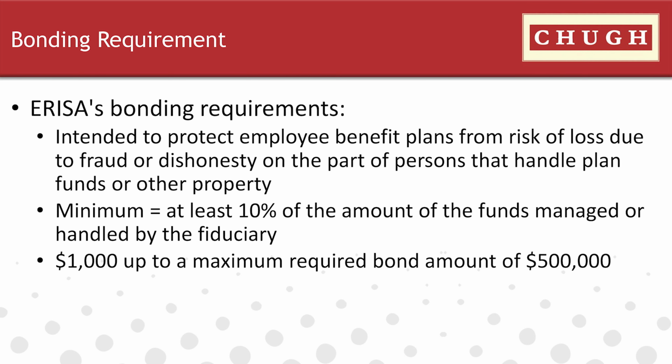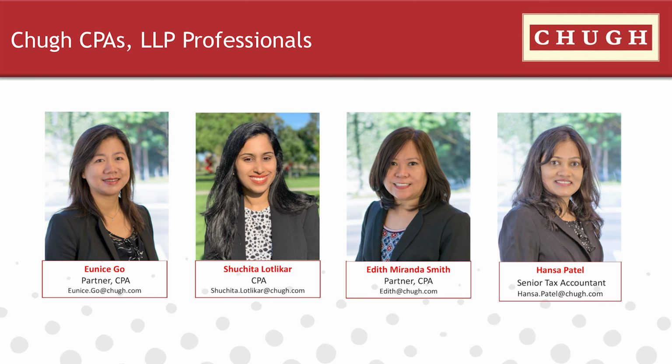The minimum amount of bond must be equal to at least 10% of the amount of funds managed or handled by the fiduciary, and the minimum amount of fidelity bond is $1,000 up to a maximum required bond amount of $500,000. That ends our presentation.